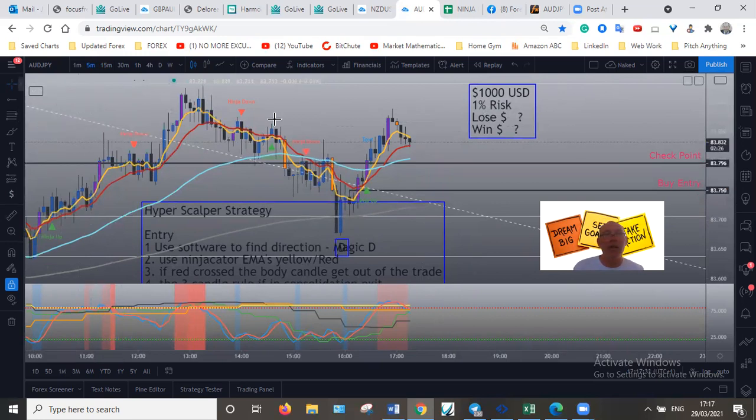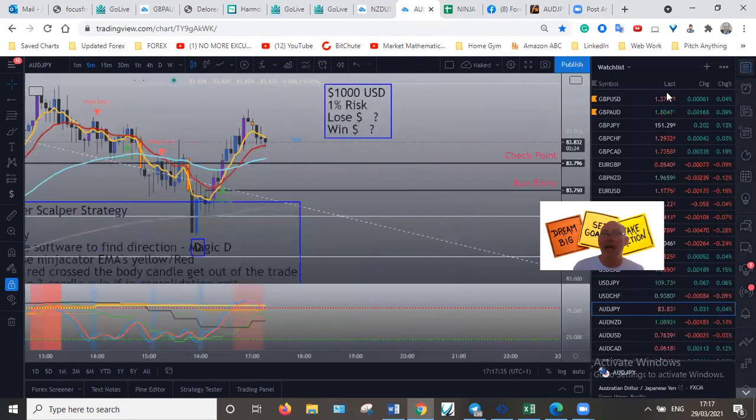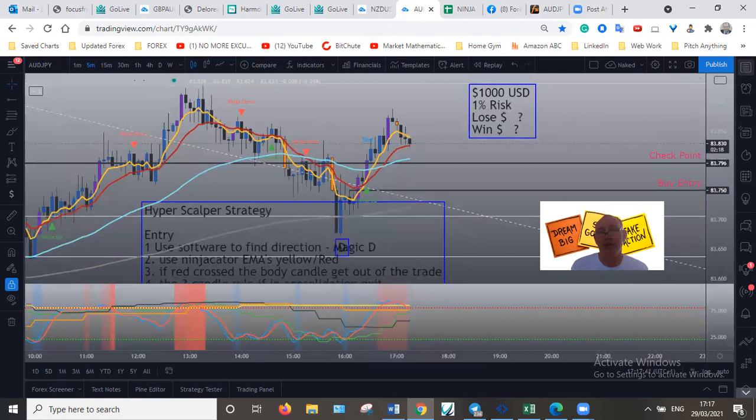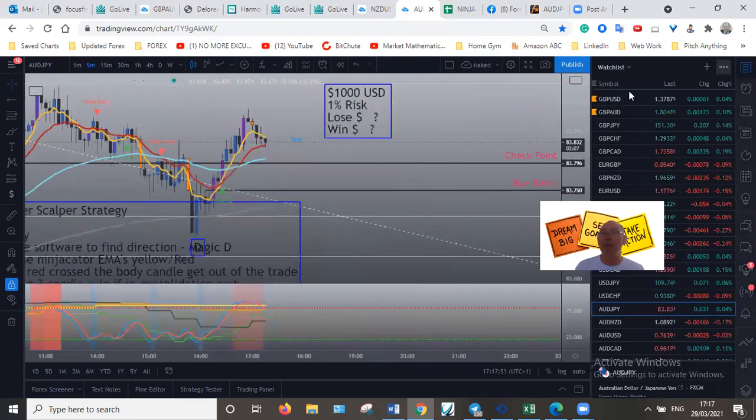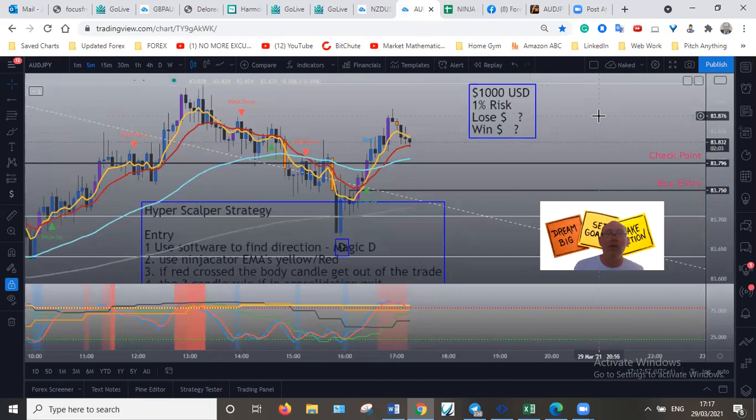We can set it so every single one of these comes up automatically in your templates up here. That's what's good about the Ninja trading system. It's all built in. Press one button and it appears. So no matter which one of these opens, it appears. The hyper scalper strategy.